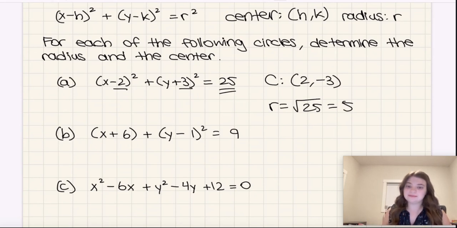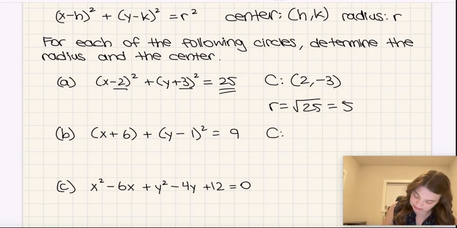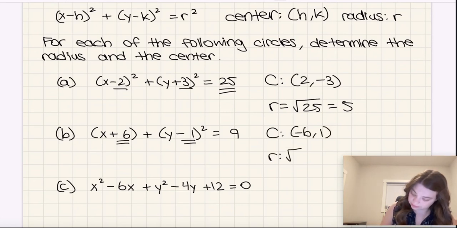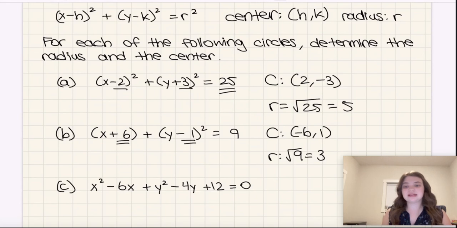Okay, we can do the same thing for the second one. We can say, well, the center is going to be (-6, 1). The radius is going to be the square root of 9, which is 3. And there we go. We've stated the center and the radius already.